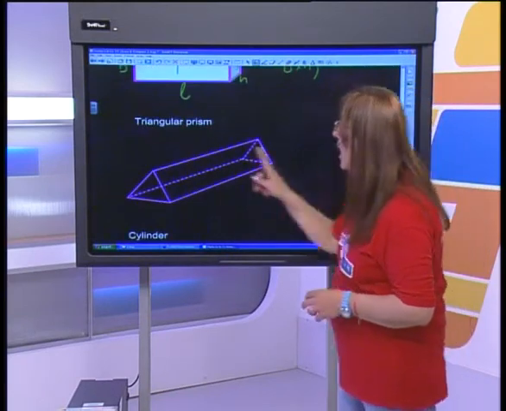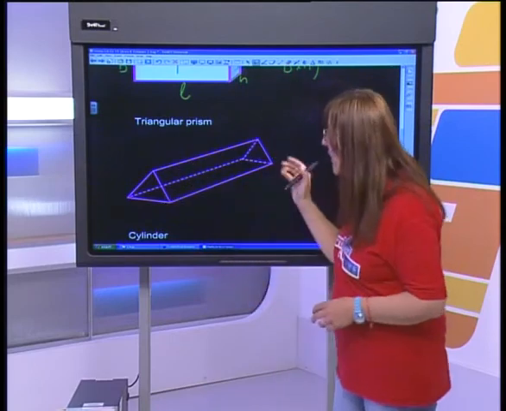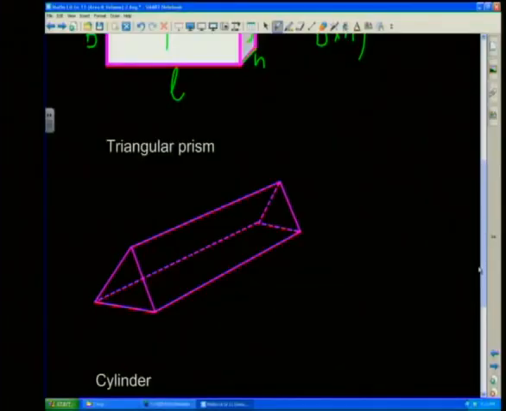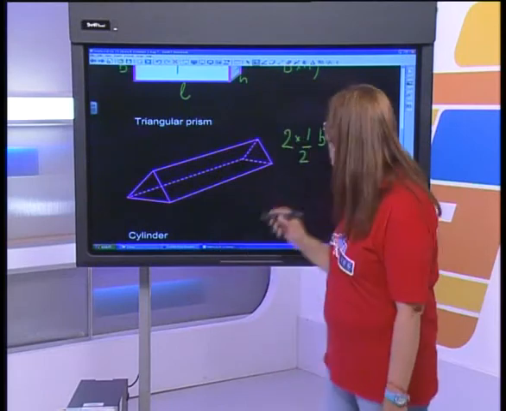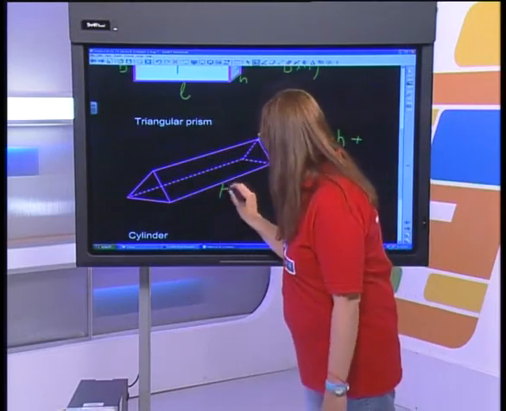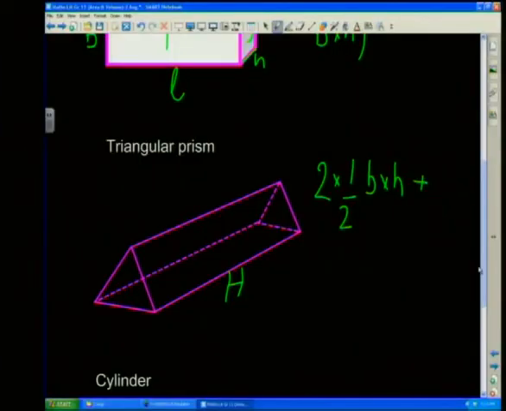Then when we look at a triangular prism, in actual fact, we've got 2 triangles. So I'm going to have 2 times half the base times the height. And then I'm going to add 3 rectangles. So that'll be the height of my prism times this side.